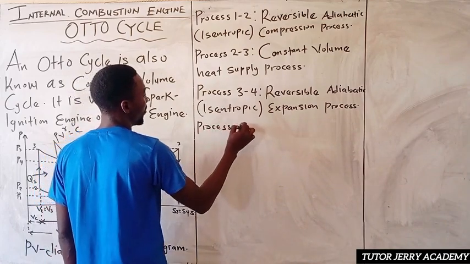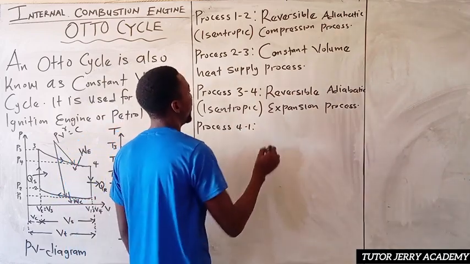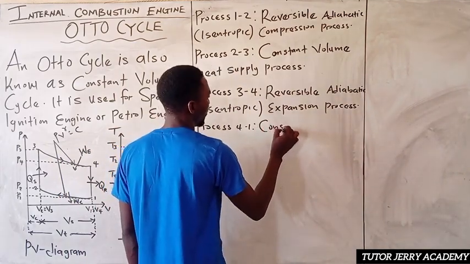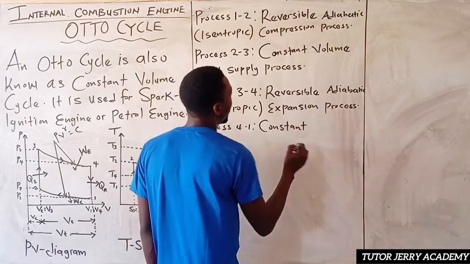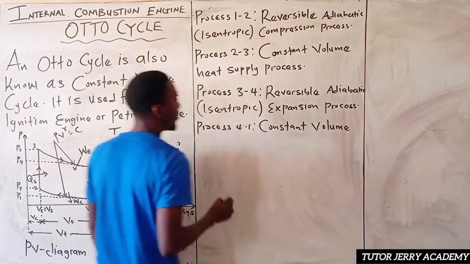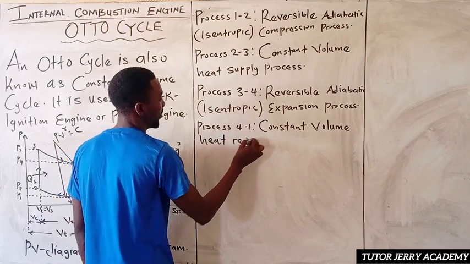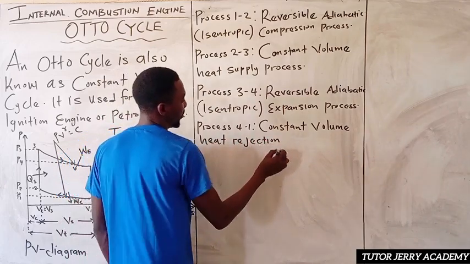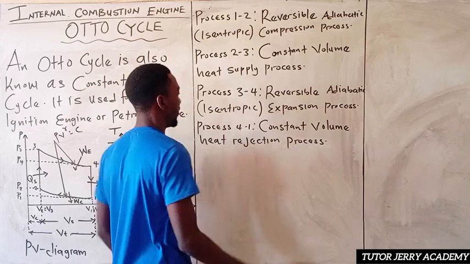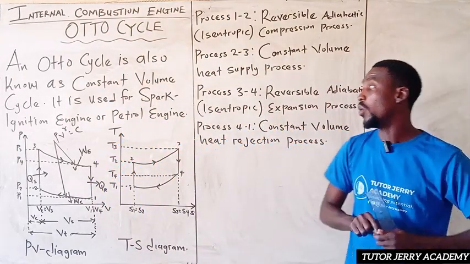So from process 4 to 1 now. From process 4 to 1 is called constant volume heat rejection process. All right. So these are all the 4 processes in an Otto cycle.